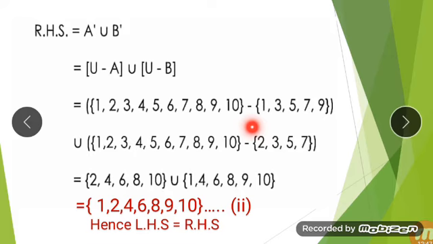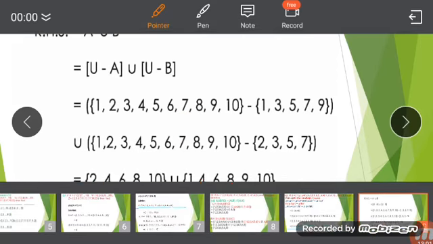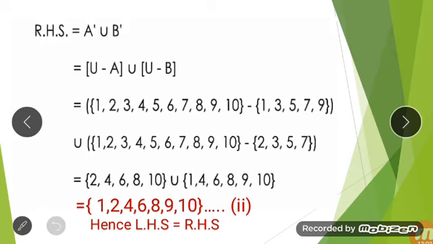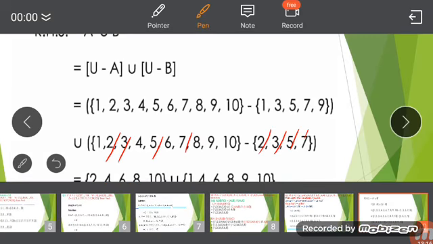Now you can see 1 is cancelled, 3 5 7 9, 1 3 5 7 9 are subtracted. So what is left in set U? 2 4 6 8 and 10 are left. Similarly, if we can see here that from U if we subtract B, so 2 will be subtracted, 3 5 7 is 2 3 5 7. So what is left in set U? 1 4 6 8 9 and 10 are left. So we can write it here.